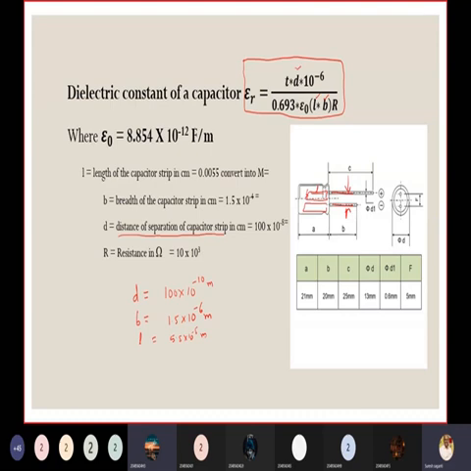Yes, sir. 0.0055, 5.5 into 10 power minus 5 meters. And our resistance we are going to take is 10 kilo ohm, 10 into 10 power 3 ohms. So in the formula given here, T is given, epsilon naught. What is the epsilon naught value? 8.85 into 10 power minus 12.